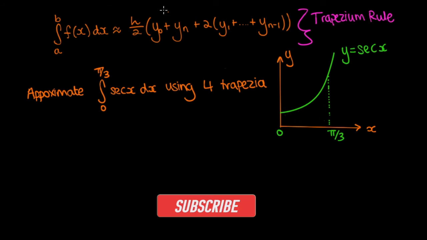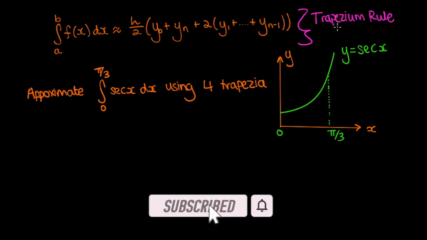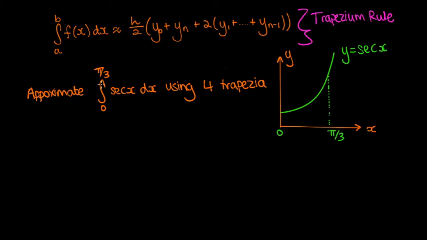So here is our question, and I've written the trapezium rule, which we've just derived, at the top of the page. We've been told to approximate the integral of sec x from 0 to pi by 3 using 4 trapezia. I want to start off by saying that we could find the exact value of this integral using analytical methods, but remember the trapezium rule is part of numerical analysis, and so we're merely trying to approximate the value of this integral, and in this case we're using 4 trapezia.